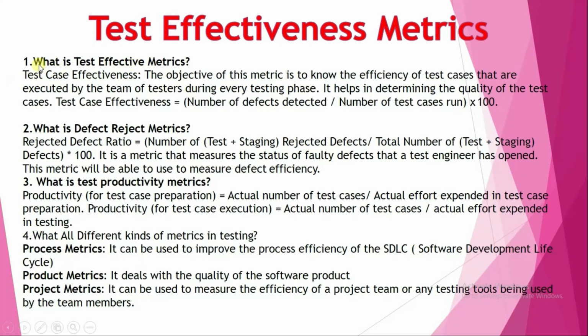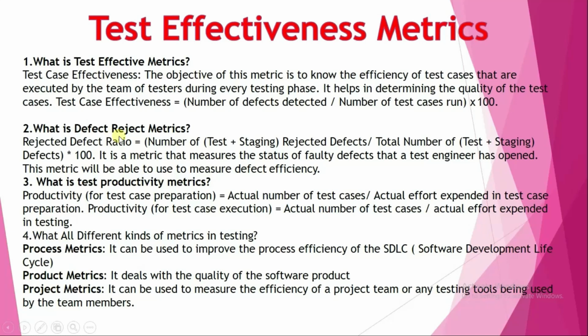So the first question is, what is the test effectiveness metric? The objective of this metric is to know the efficiency of test cases that are executed by the team of testers during every testing phase. It helps in determining the quality of the test cases. Test case effectiveness is equal to number of defects detected divided by number of test cases run, into 100. So this is the test effectiveness metric. If the interviewer asks this question, you have to tell this answer.